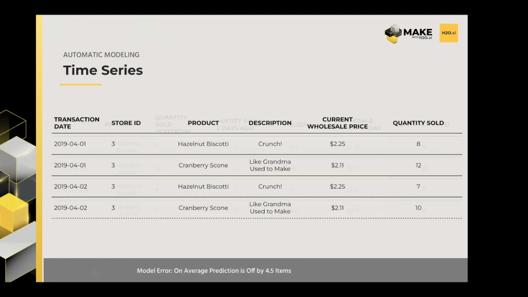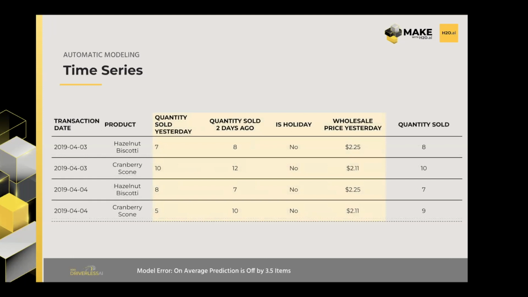If I use Driverless AI, what Driverless will do is start augmenting my data with look back features or lags. And it does this automatically. I don't need to guide it. It will start to say, okay, well, maybe the quantity sold yesterday will be predictive. Maybe what was sold 2 days ago is predictive. Maybe what was sold last week. Maybe if the date of the holiday is predictive, maybe what the wholesale price yesterday was is predictive.